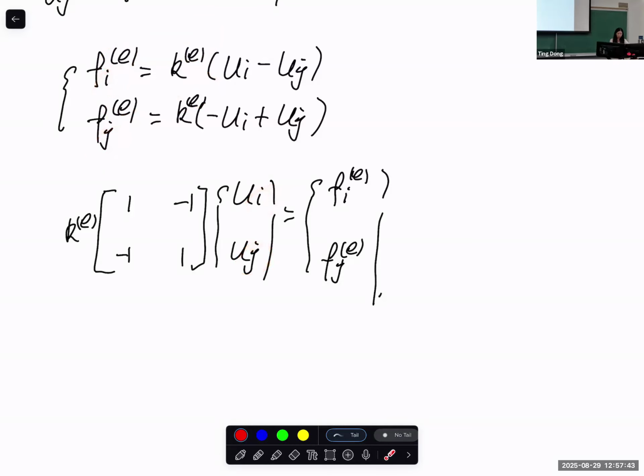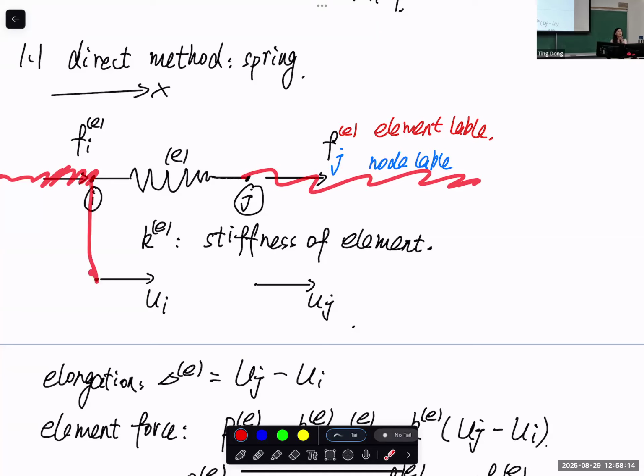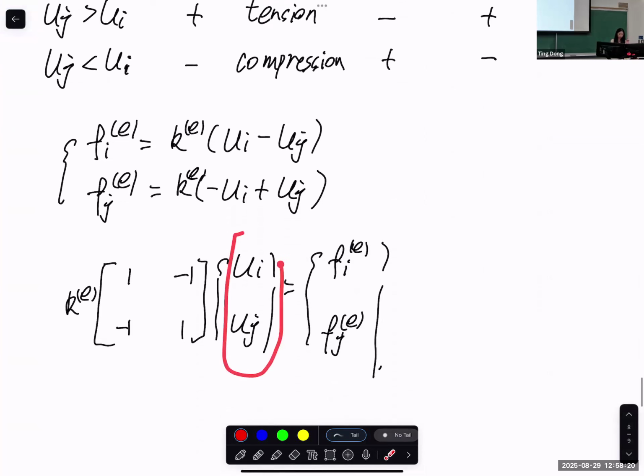So maybe something about, like, for the UI, UJ, we don't say you put an element here. This is simply because displacement at each node does not really belong to any element. It's only related to the node, right? If I have different elements connected here, no matter how many elements it's connected to, UI only belongs to that node. That's why for the displacement, we only have a subscript. It's only about that node.